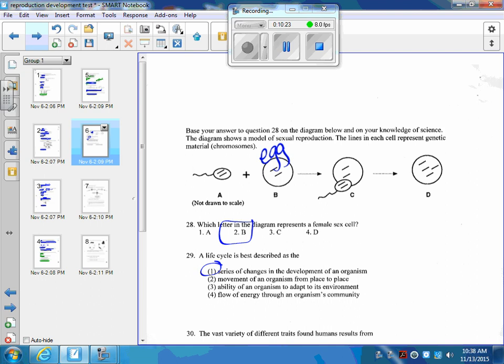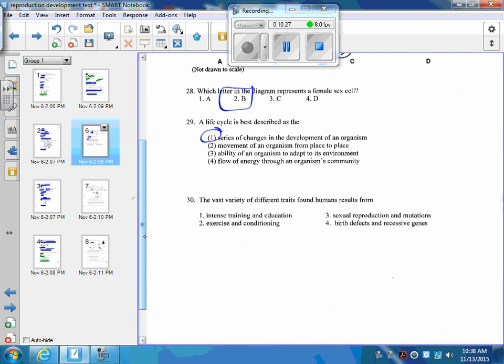Number 30, the vast variety of different traits in humans. Well, how do we get different traits? It comes from sexual reproduction. So even if you did not know what a mutation was, you should have been able to answer this question because of this piece. And really, I get my traits from extensive exercise? So you know right off the bat, these are wrong, so you shouldn't pick those.